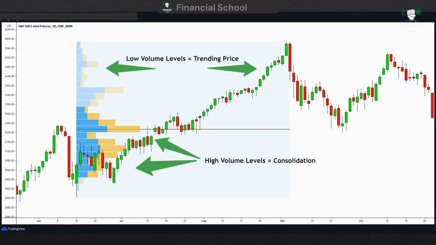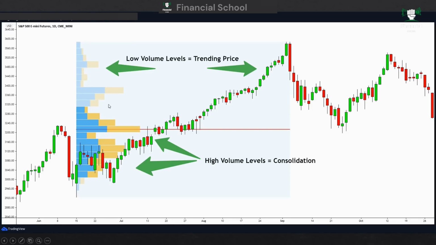That makes sense because when there is a consolidation, price tends to stay around the same area for a long period of time, and therefore the total volume in such price level will be higher. When price is trending, it doesn't stay around the same level. It travels to the upside or to the downside, leaving a low volume trail along the way.